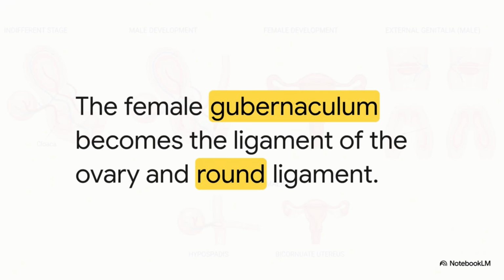Because of that midpoint attachment, the female gubernaculum ends up forming 2 distinct anatomical structures. The part that connects the ovary to the uterus becomes the ligament of the ovary. The rest of it, the portion extending from the uterus, running through the inguinal canal, and finally terminating down in the labia majora, becomes the round ligament of the uterus. It is literally the exact same embryological tissue as in the male, just anchored in a completely different way.